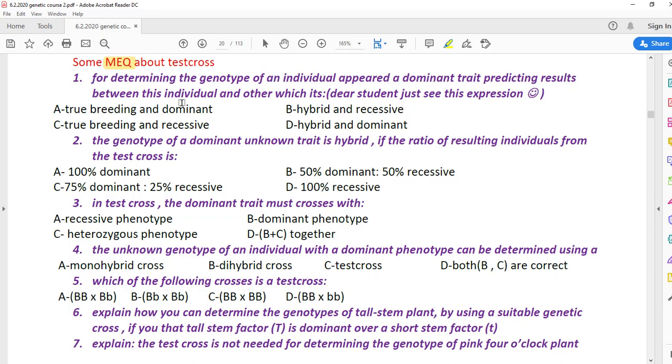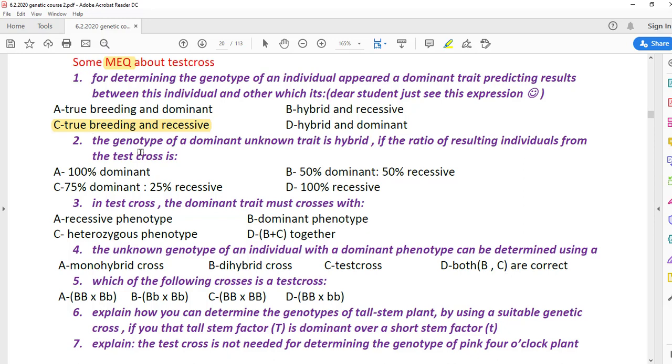For determining the genotype of an individual showing a dominant trait, predicting the result between this individual and another. For determining the genotype of an unknown, we must cross with one. If you have an unknown dominant trait, this unknown dominant trait we must cross with which one? True breeding recessive. True breeding recessive means homozygous recessive.